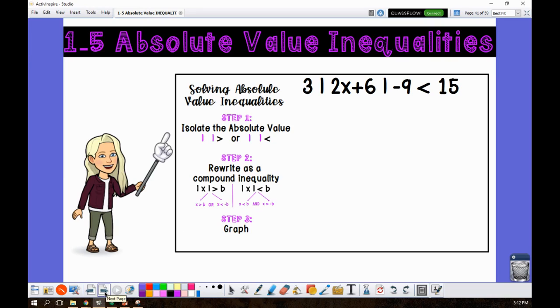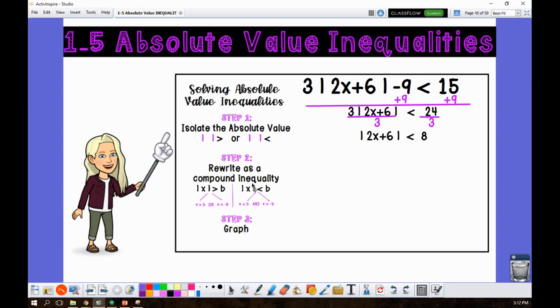Just like we practiced when we were doing the absolute value equations, first we're going to get rid of that -9 by adding 9 to both sides. That's going to give us 3 times the absolute value of 2x plus 6 is less than 24. It's still not by itself because I have that 3 on the outside. So I'm going to divide by 3 because multiplication is happening between those two. So divide by 3 on both sides, and that's going to give me the absolute value of 2x plus 6 is less than 8. Now my absolute value is isolated. It's on one side all by itself, and I can go ahead and move to step 2.